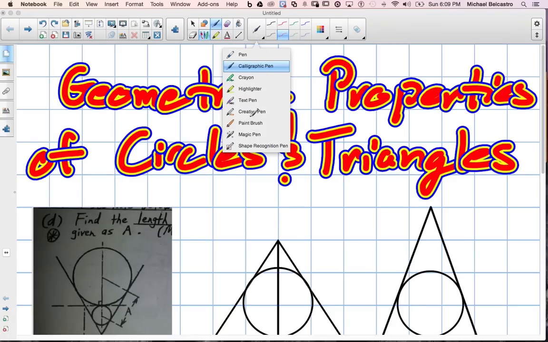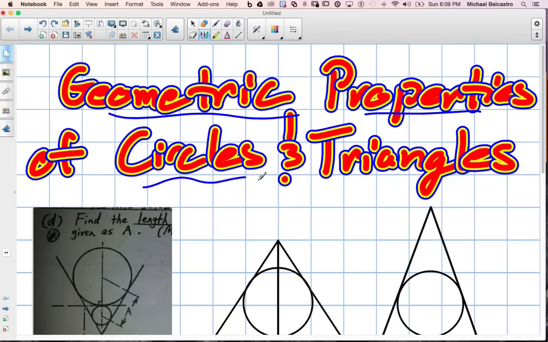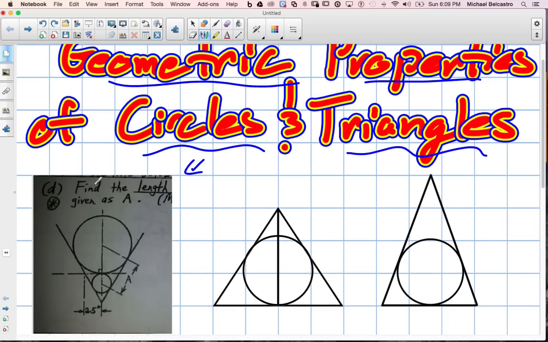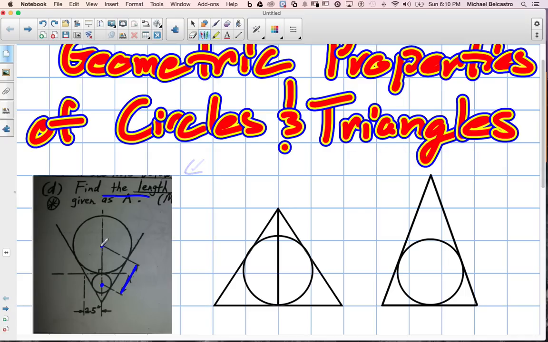We're going to look at the geometric properties of circles and triangles. So a textbook has given us this question here. It says find the length of this A. And the A is essentially the distance between the centers of these two circles here. The only information that this question has really given us is that the side length from here to here is 2.5 inches, it says.